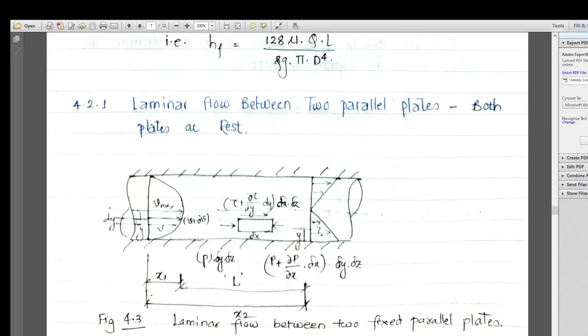Hello everyone. In today's lecture, we will derive the expression for the laminar flow between two parallel plates. In this, both plates are at rest. So in this figure, we can see a laminar flow between two fixed parallel plates. This is one plate and this is the other plate. These two plates are fixed.